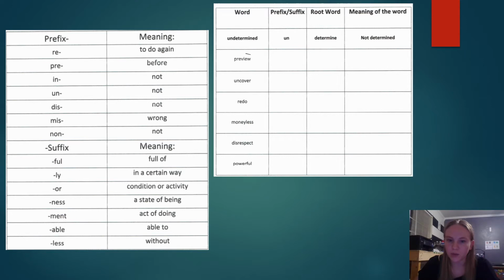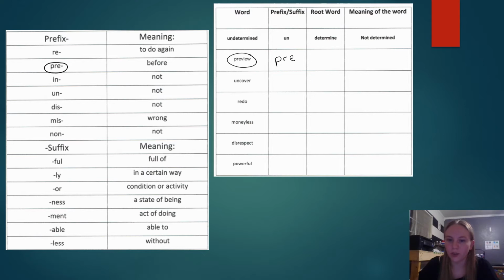So let's look at this first one, preview. So I need to find the prefix or suffix in this word. How am I going to do that? Well, let's look at our chart. Do you see any piece of this word that matches one that's on our chart? Very good. P-R-E. So in this prefix suffix box right here next to it, I'm going to write P-R-E.